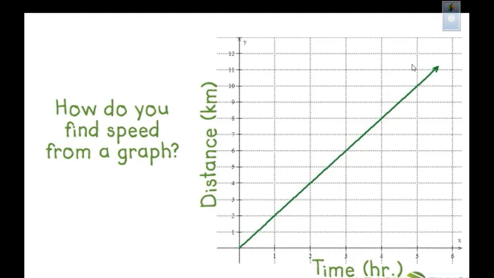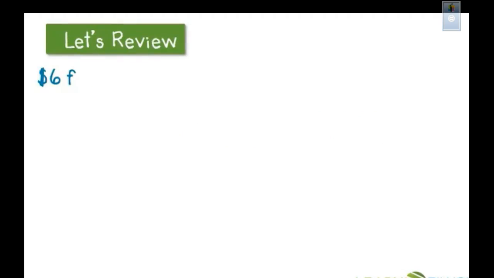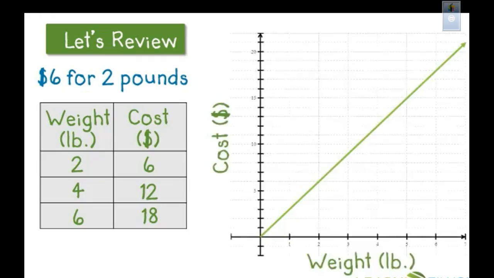How do you find how fast something is going from a graph showing the time that has passed and how far it has gone? In this lesson, you will learn to find a unit rate by using a graph. You've already learned that if you have a proportional relationship like $6 for 2 pounds, you can make a table of values and graph the relationship.